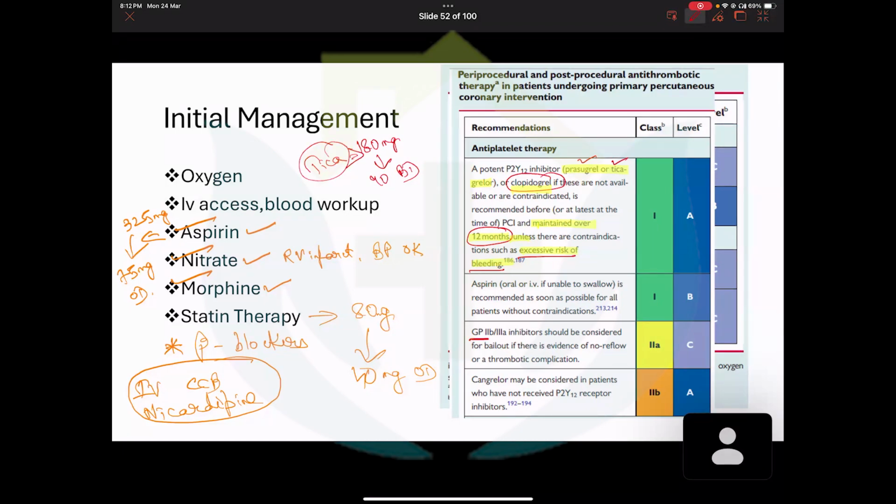What about the GP2B3A inhibitors? GP2B3A inhibitors are only to be used if there is evidence of no reflow or thrombotic complications. So it is not routine. Cangrelor is an IV agent which can be used if they have not received the oral agents.